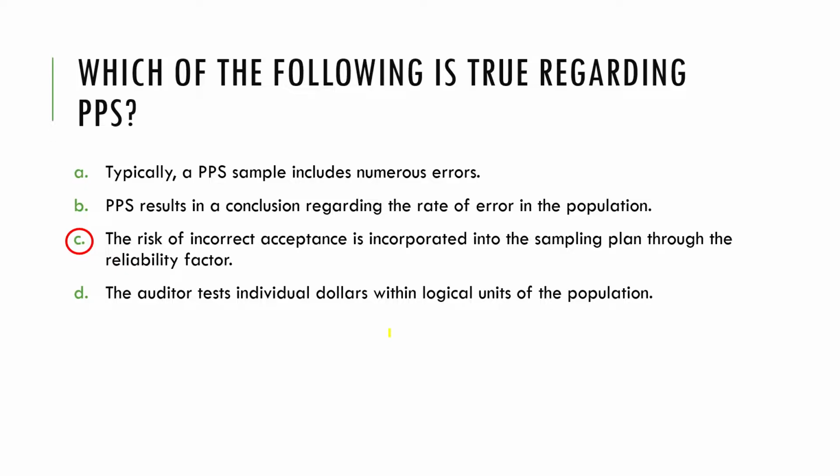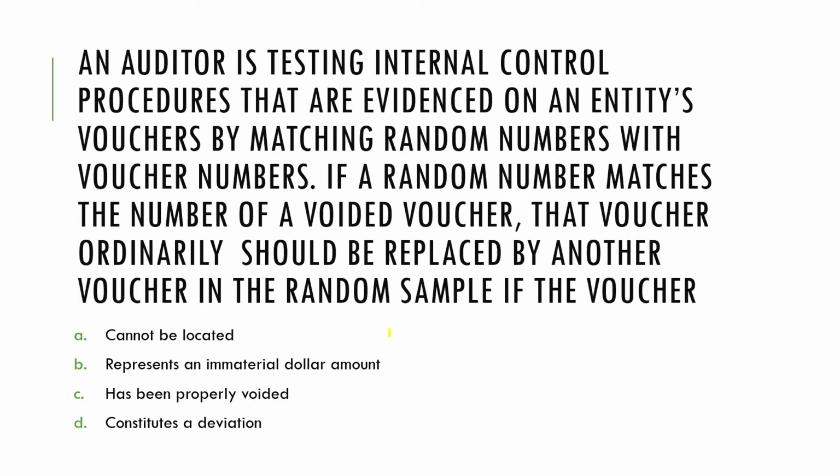Okay, and in the case of PPS, the result is actually in terms of monetary misstatement rather than the rate of error. And in the case of letter D, while PPS uses as a sampling unit the peso amount, no, or the dollar amount in this case, the auditor would still test the balance to which that peso amount belongs. Okay, so it's not testing the individual dollars. The individual dollars or pesos just become the sampling unit, but once chosen, it's the entire balance that becomes part of the sample. So the answer to this is Charlie.